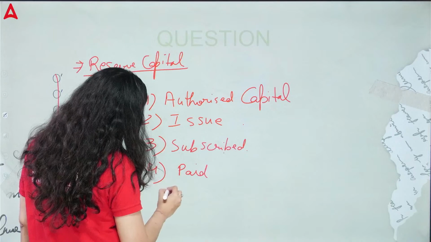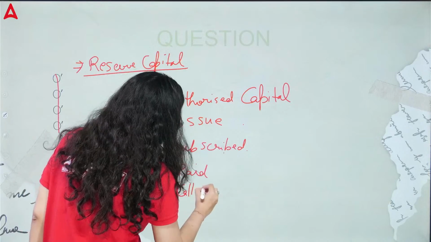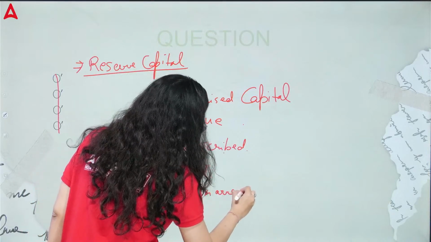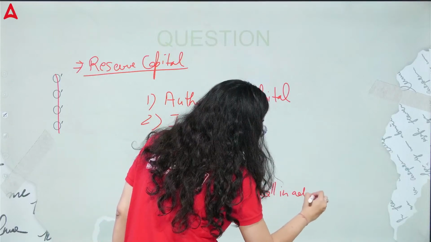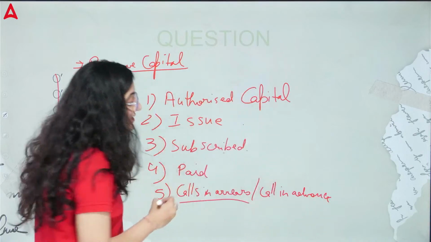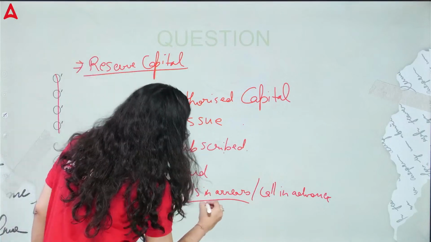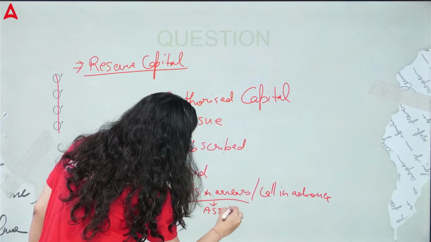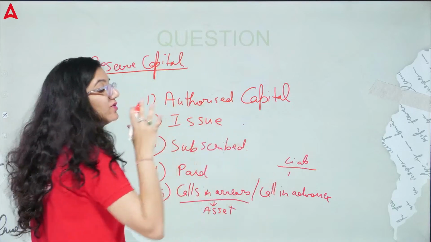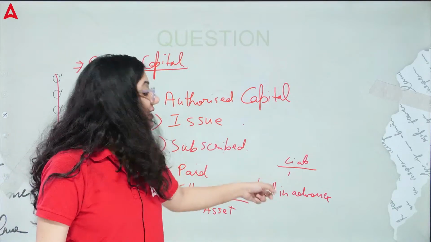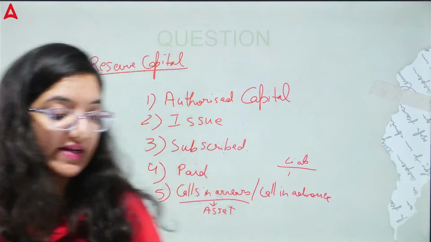Then what would be the next one? In case we have any calls in arrears or calls in advance. Both are two different terms. Calls in arrears is when people haven't paid us, and calls in advance is when they have paid before time. Calls in arrears is an asset, while calls in advance is a liability, because someone has paid me in advance and I have to keep this money safe until the advances are settled. Okay?